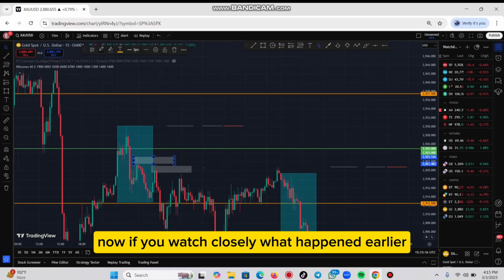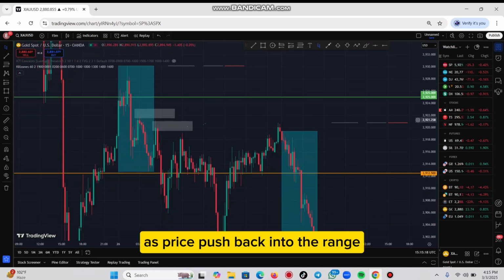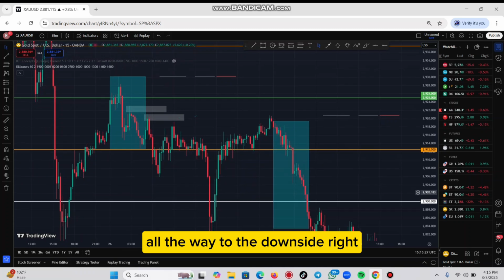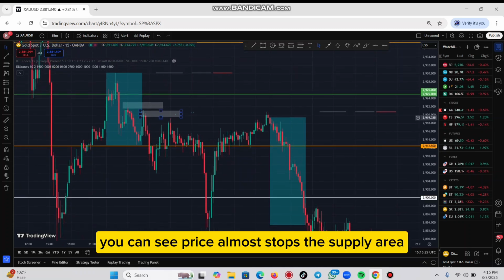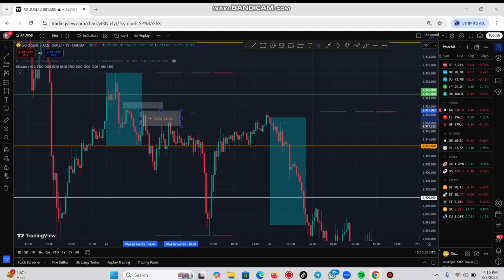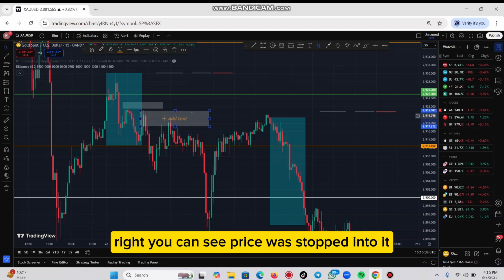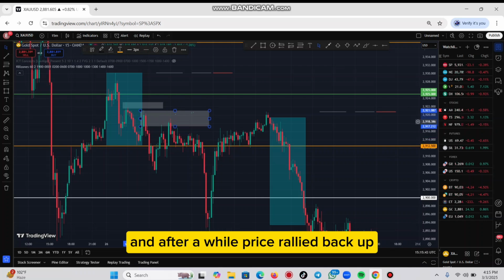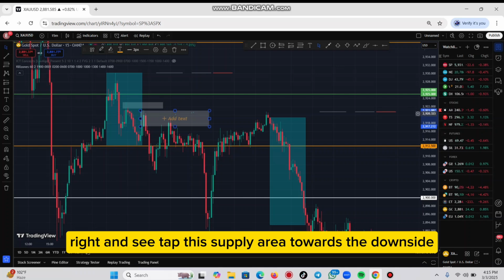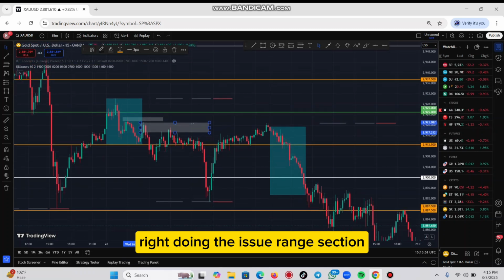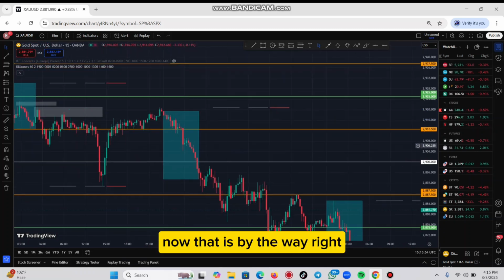Now if you watch closely what happened earlier, as price pushed back into the range, price almost tapped this supply area before dropping all the way to the downside, right? You can see price almost tapped this supply area. Now all of these levels from here can serve as a supply area, right? You can see price just tapped into it and pushed all the way down, and after a while price rallied back up and still tapped this supply area towards the downside, during the Asian range session. Now that is by the way, right?